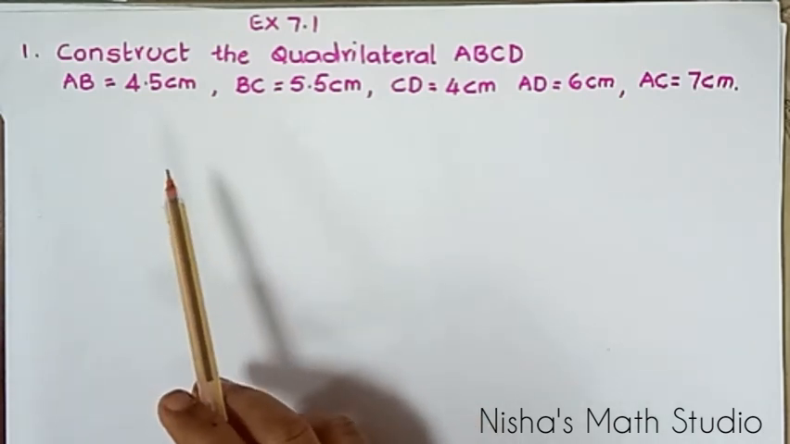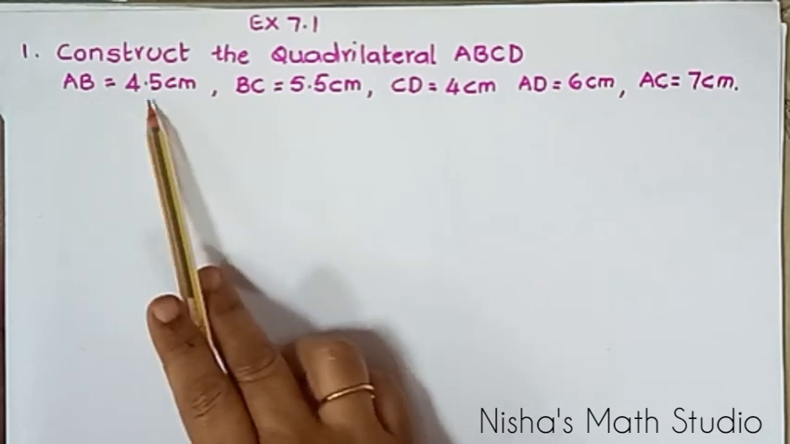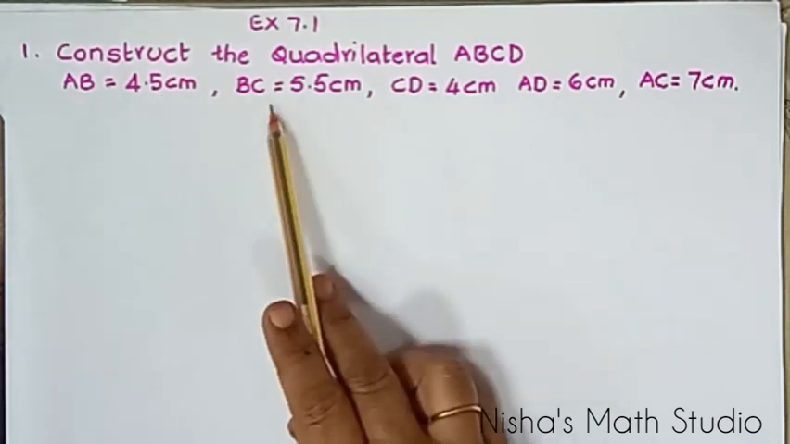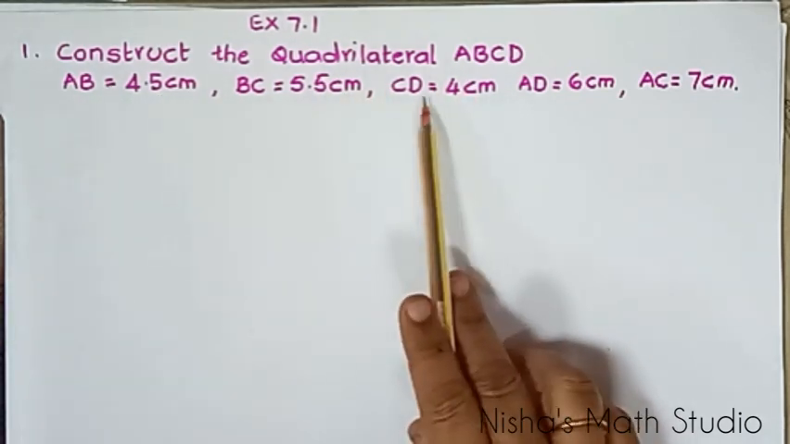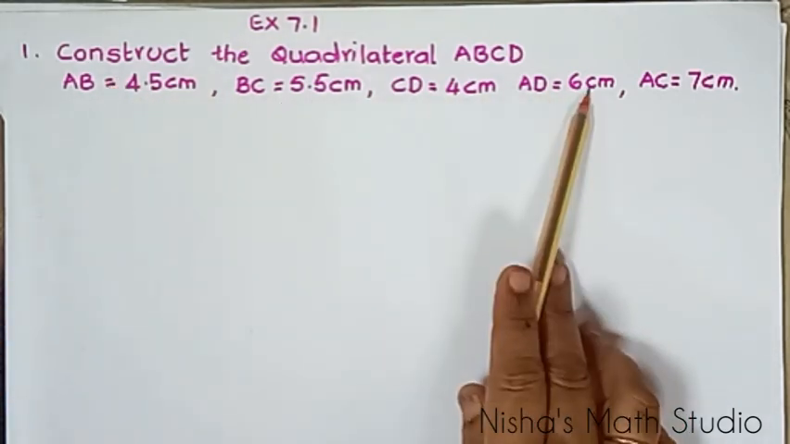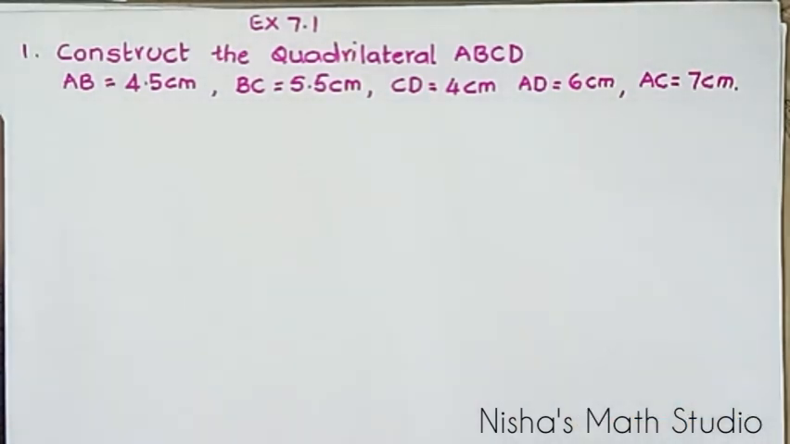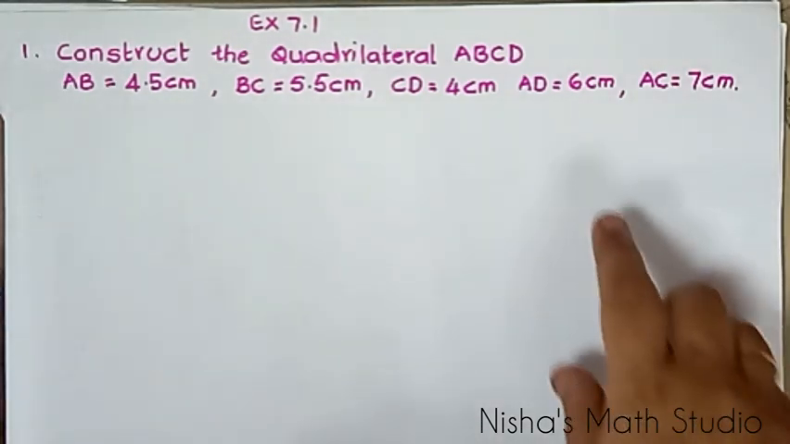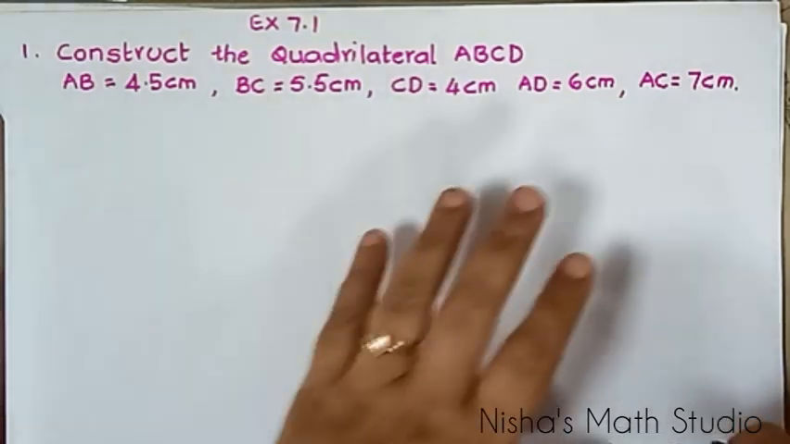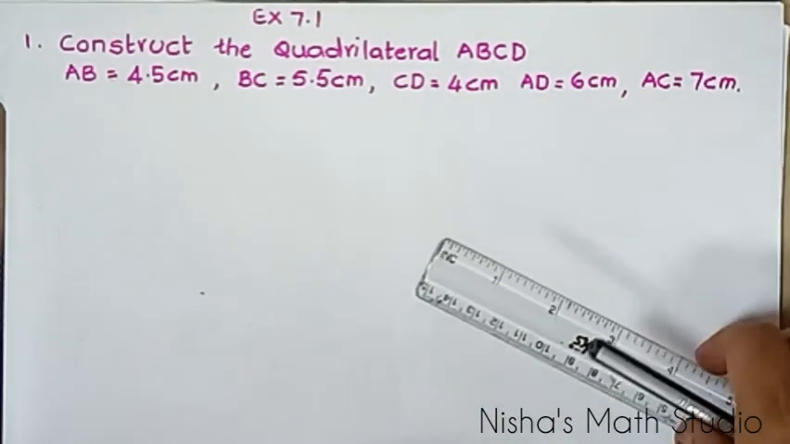Let's see the first question of exercise 7.1. Construct the quadrilateral ABCD. AB is given 4.5 cm, BC 5.5 cm, CD 4 cm, AD 6 cm. These 4 are the sides and AC is the diagonal, which is equal to 7 cm. Now, before any construction, it is always better we draw a rough sketch and mark the measurements, which will help us in drawing the actual diagram. Using the data given, let's draw a rough sketch.